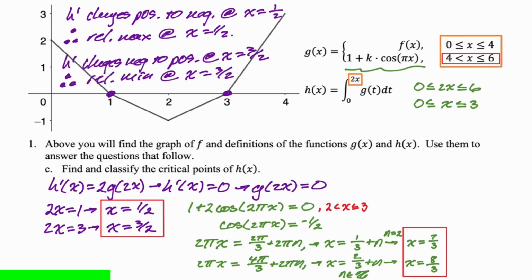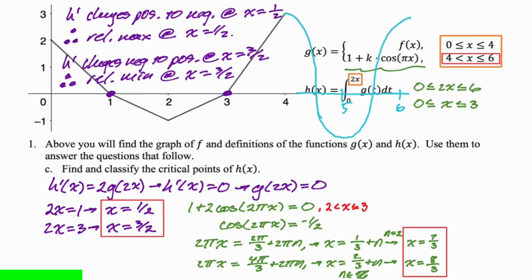Now what do we do with 1 plus 2 cosine of 2 pi x? What I'm going to do is I'm just going to sketch over everything. This is going to look ugly. I'm just going to sketch over everything, the graph of 1 plus 2 cosine of pi x. So I'm just going to add this. This is a bad idea. Well, it's not a bad idea.